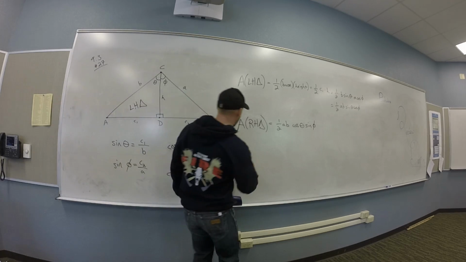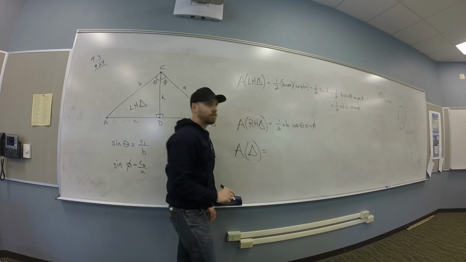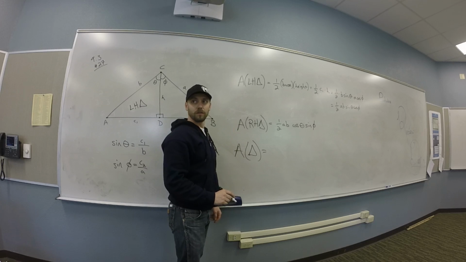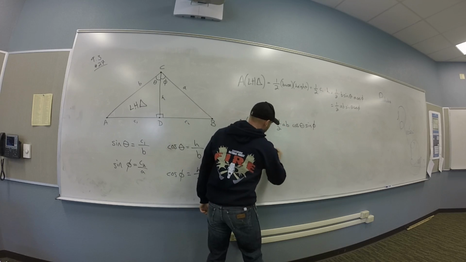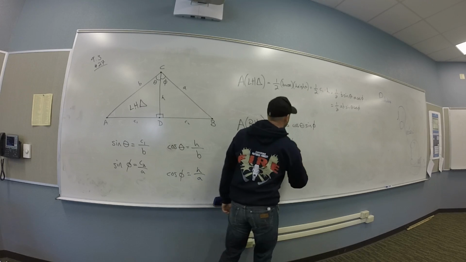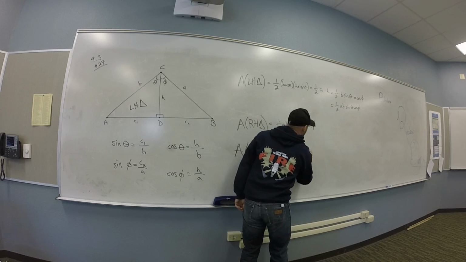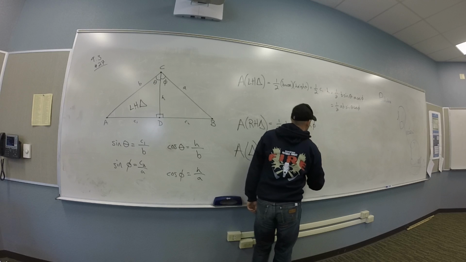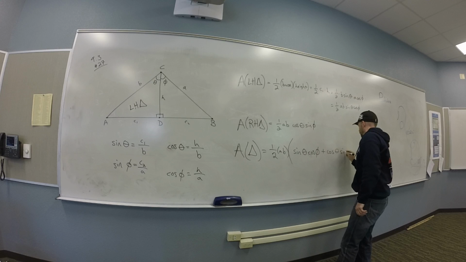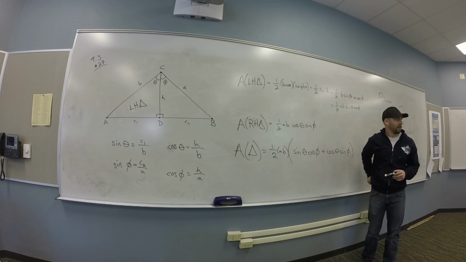Okay, so if you look at the area of the whole triangle, we said that should be the area of the left triangle plus the area of the right triangle. Both of those have a half AB in them. So I'm going to factor a half AB out, and then the first one is sine theta cosine of phi, and the second one is cosine of theta sine of phi. You see that?